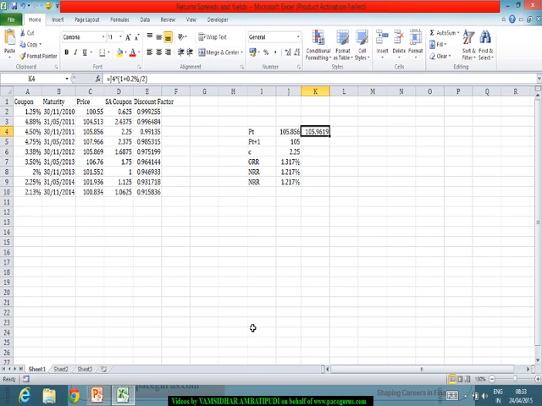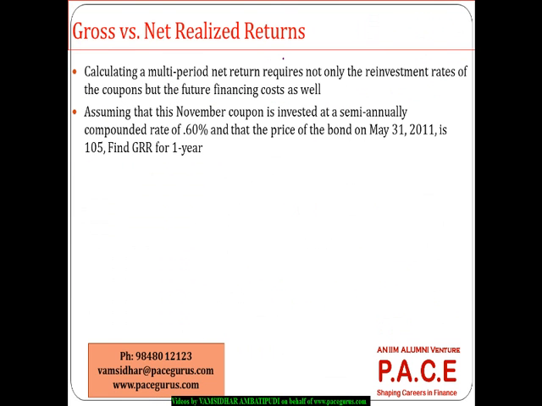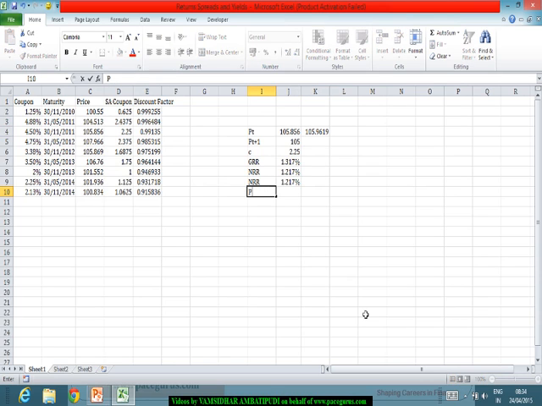But if the focus comes to multi-period, let's say I am talking about a 2 period case like this particular numerical, assuming that the November coupon is invested at a semi-annual compound rate of 0.6%, and the May price, 31st May 2011, is 105. So it is as good as saying PT plus 2 for me is 105, right? So now if I want to find out the gross rate of return for this entire period, what is it that we are saying? Yes, the final value, right?